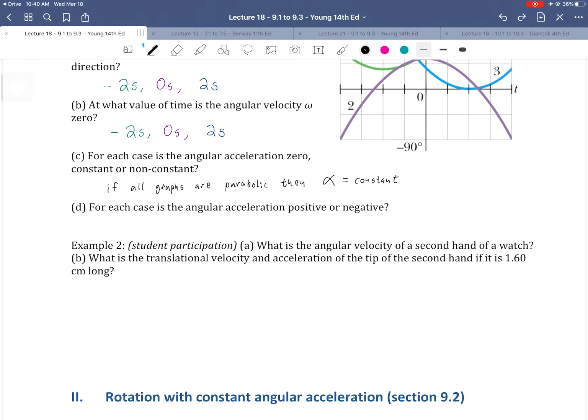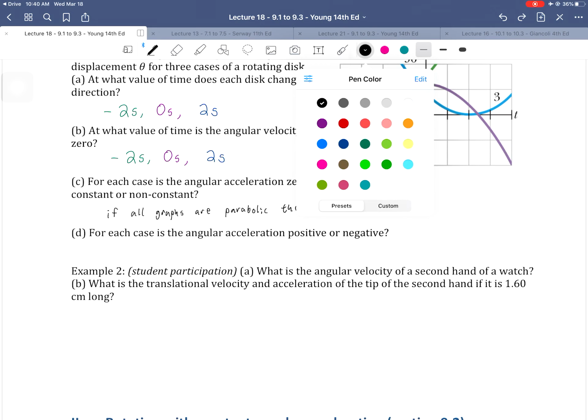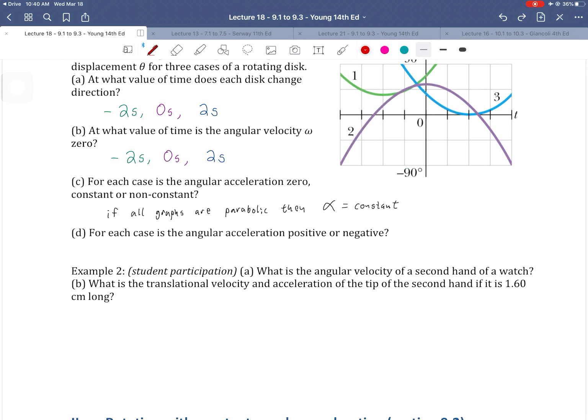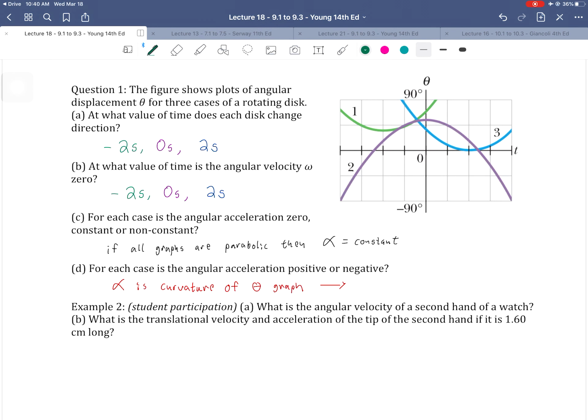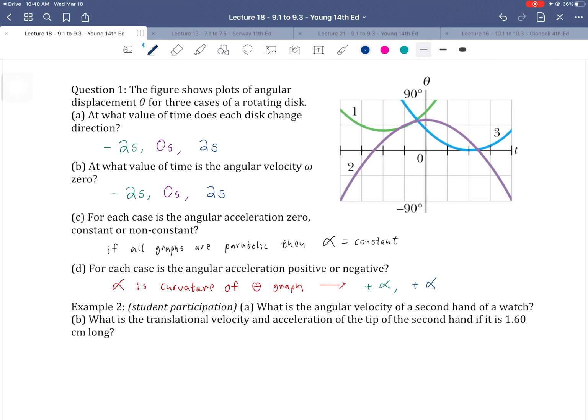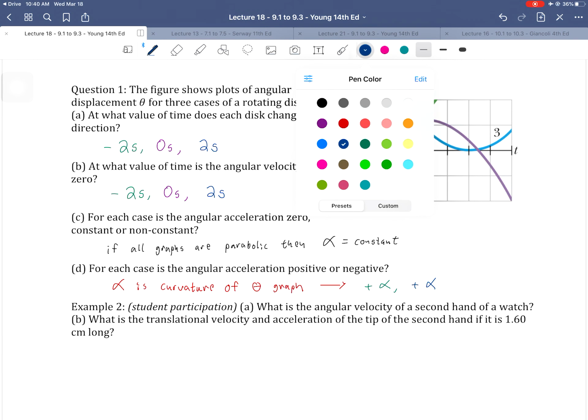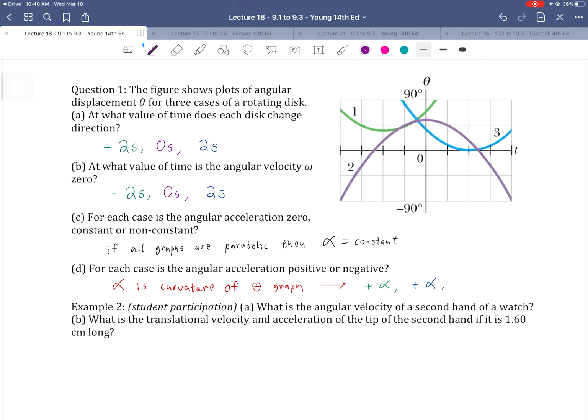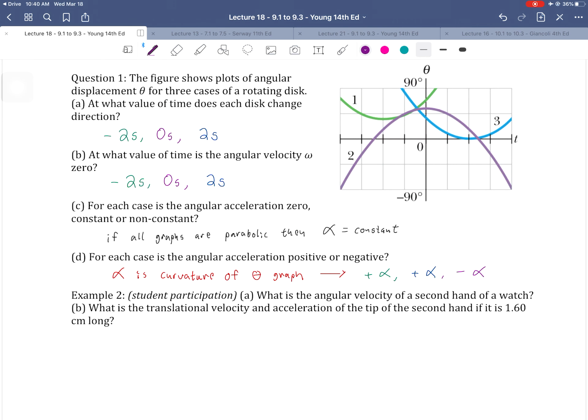And then for each case, is the angular acceleration positive or negative? Well, the angular acceleration would represent the curvature. So alpha is the curvature of the theta graph. With that in mind, we can simply say that for the green one, we have a positive alpha. For the blue one, we would have a positive alpha as well, because both of those have a positive curvature. And then for the purple displacement, we would have a negative alpha, because that has a negative curvature. It's curved down.